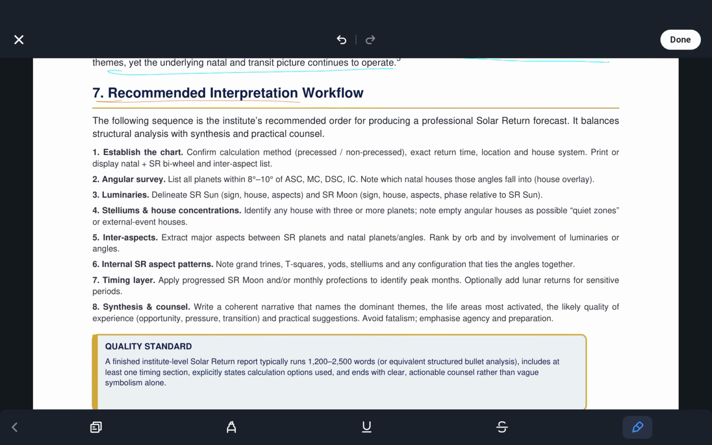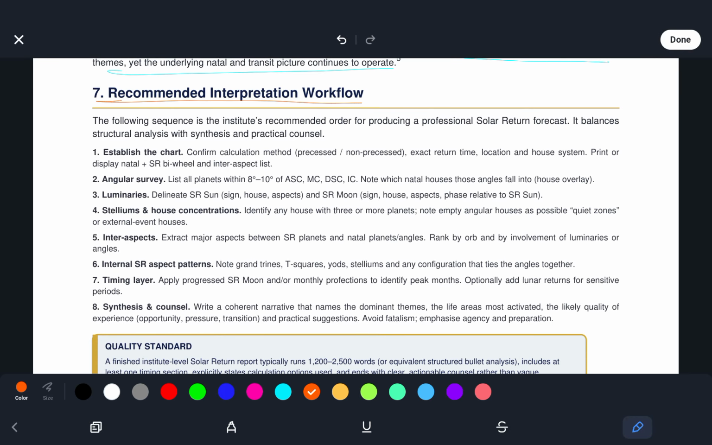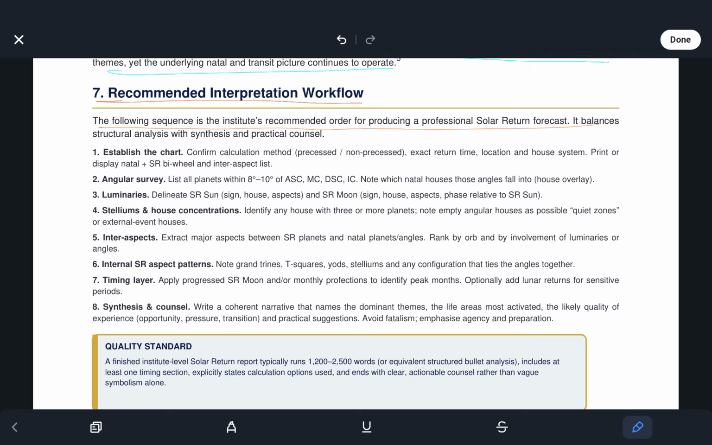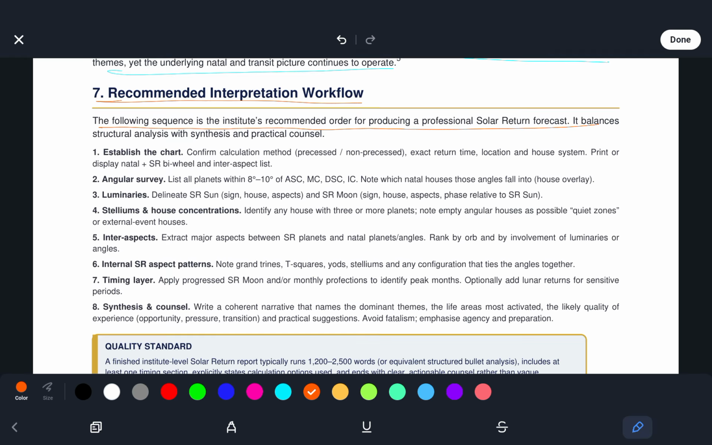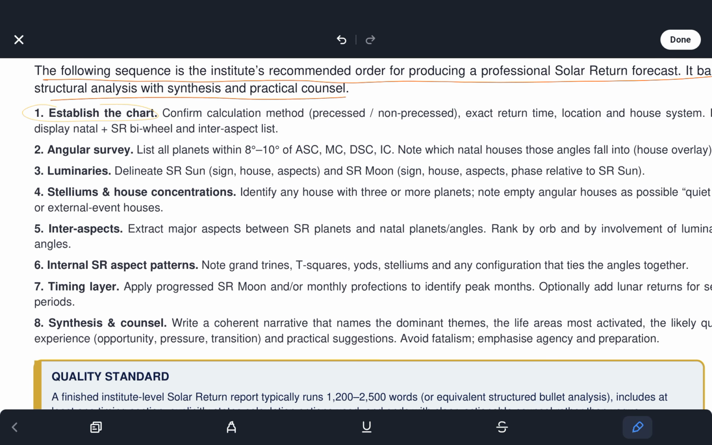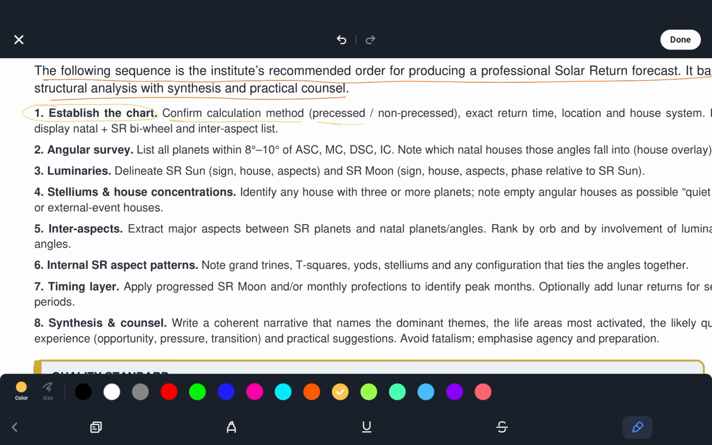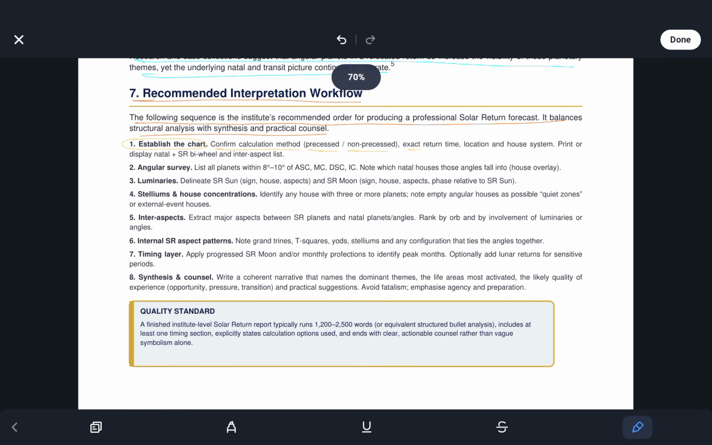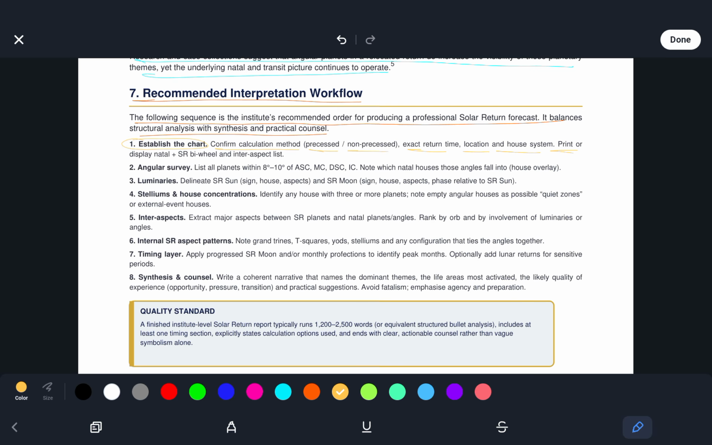Here is the recommended interpretation workflow. The following sequence is the Institute's recommended order for producing a professional SR forecast. It balances structural analysis with synthesis and practical counsel. Establish a chart. Confirm calculation method, precessed or non-precessed, as well as exact return time, location, and house system. Print or display natal and SR biwheel and interaspect list.